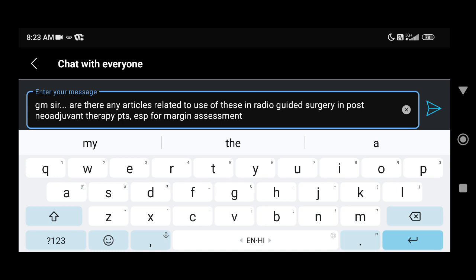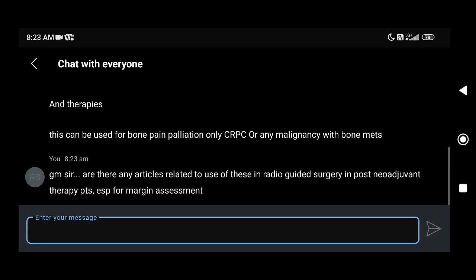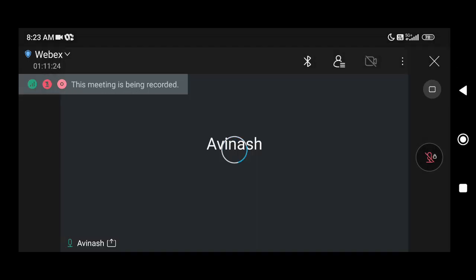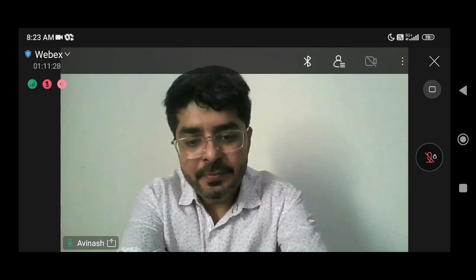One more thing is that this bone cannibalization can be done for any malignancy with sclerotic bone metastasis.